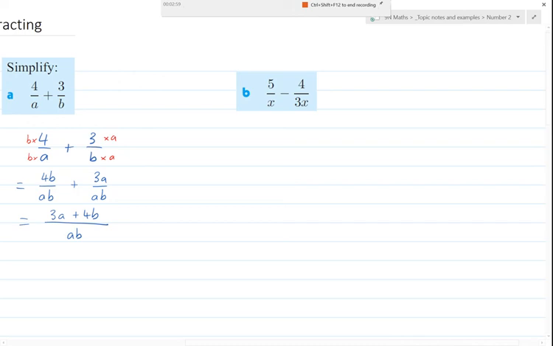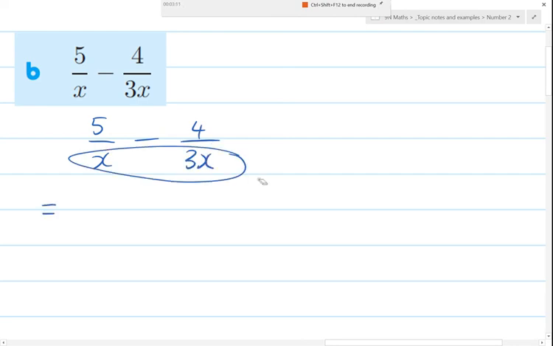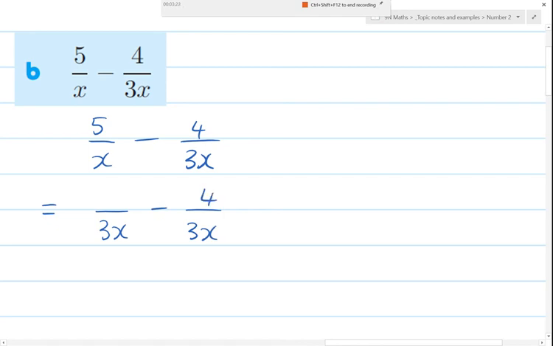Okay, let's look at our next example. First step is to copy it out. So we've got 5 over x minus 4 over 3x. And now we've got to find a common denominator between x and 3x. If we multiply the first fraction by 3, top and bottom, then that makes it 3x as well. So the second fraction we don't need to change.